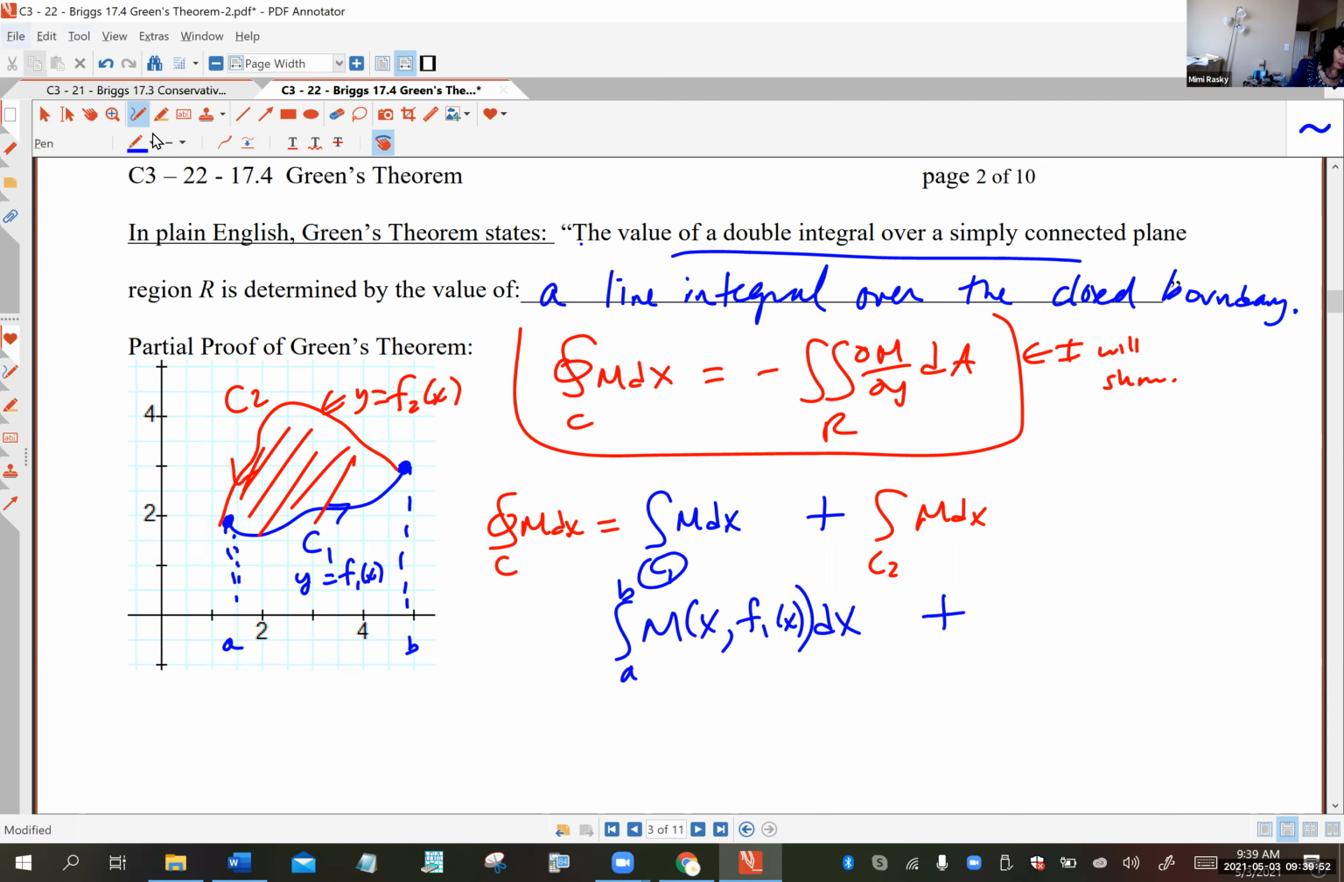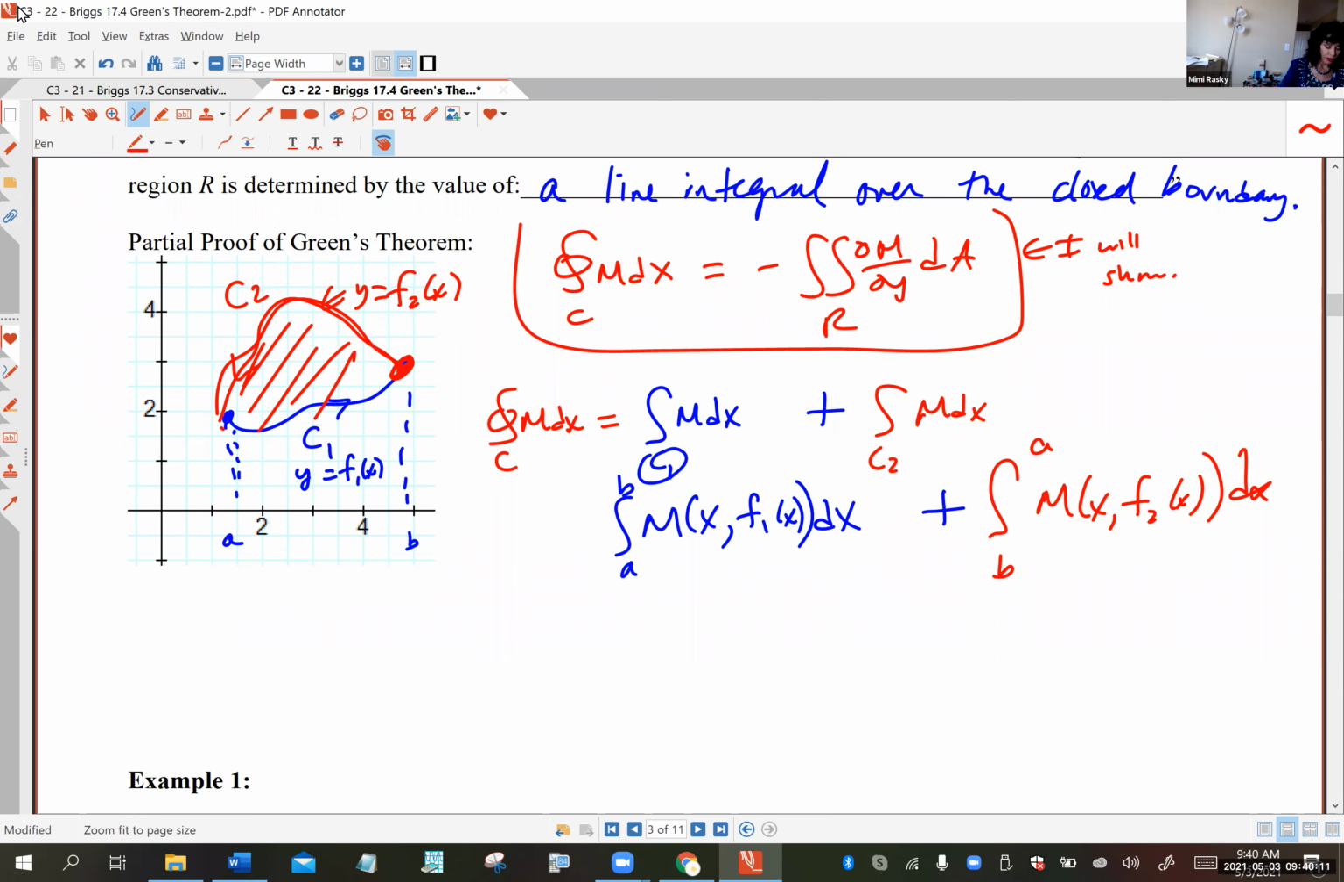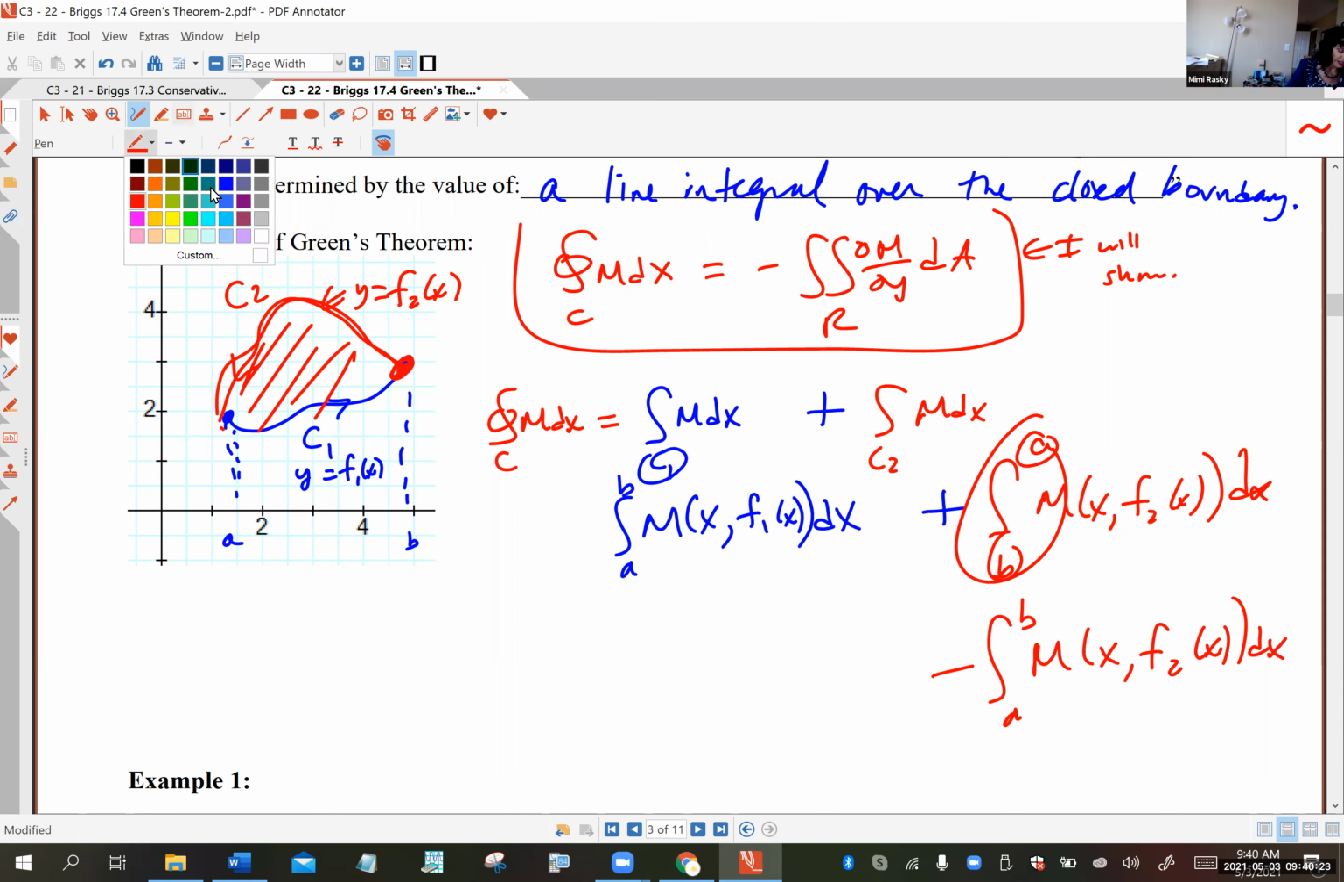Plus, now for this second line integral, you're kind of going backwards because you're starting here at B, and you end up at A over here, and your M is a function of x and y. So the y on this curve is f2 of x. Okay, fine. Then what? You learned something from Calc 1 that said if you want to swap these limits, you can, so long as you take the opposite in sign of the value of the integral. So that's legal. And the first integral just stays the same, so I'm just going to copy it down.